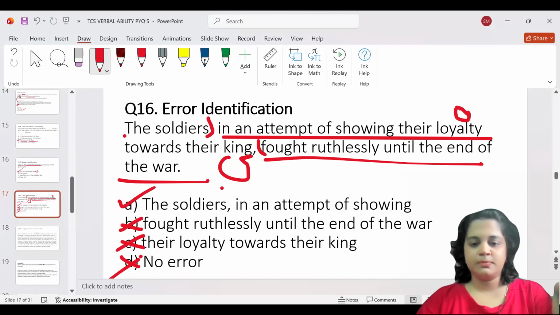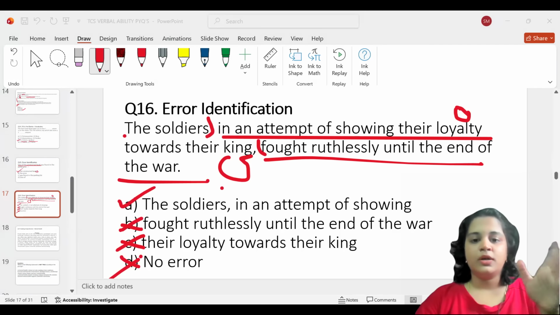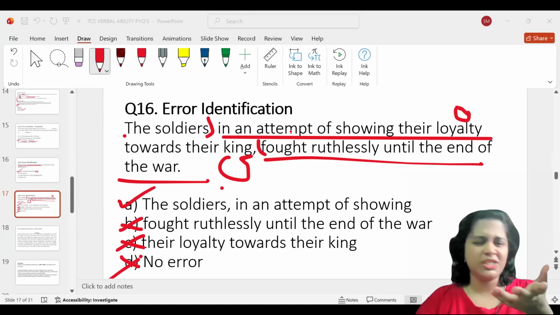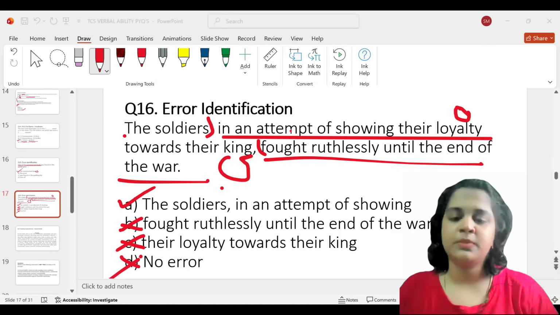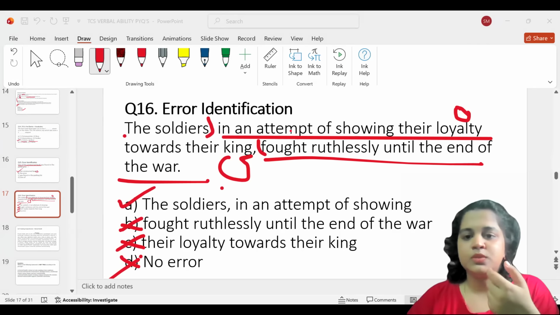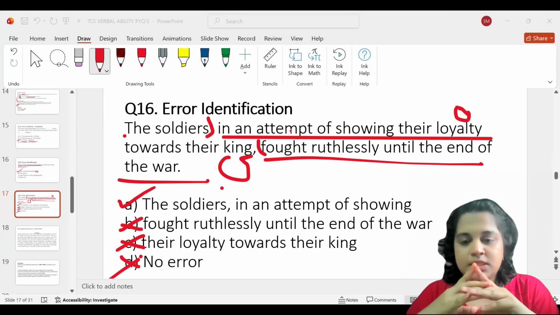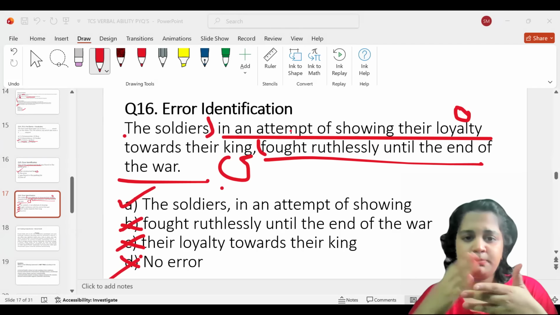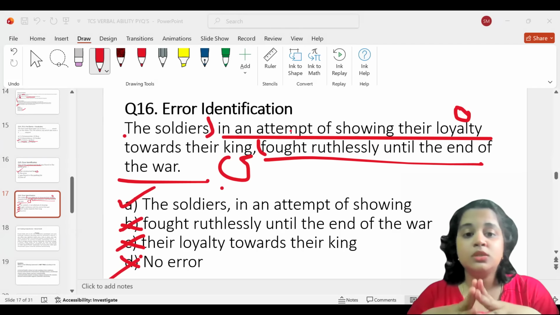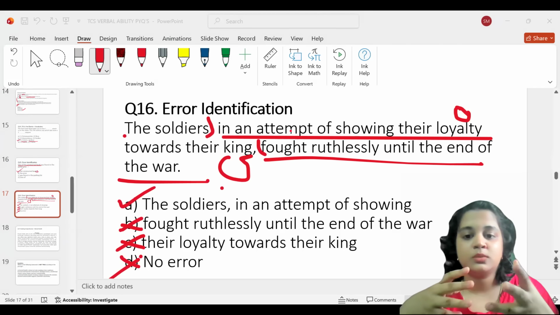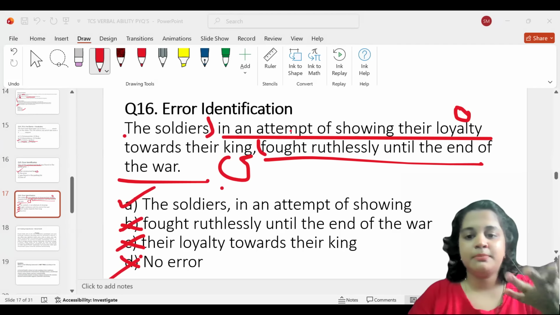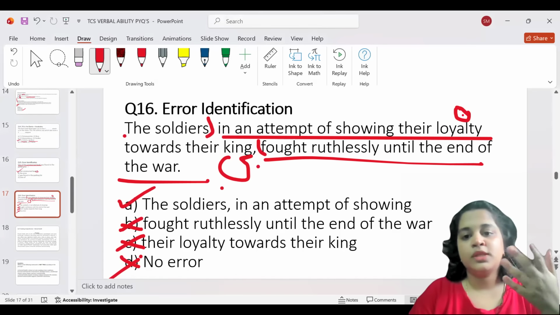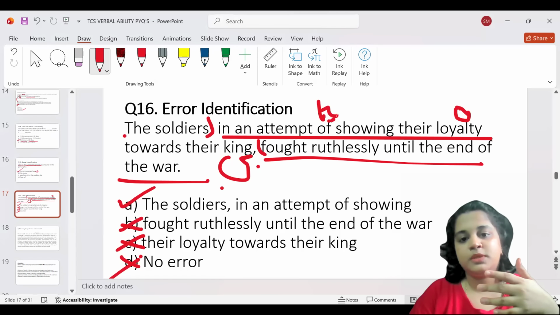The soldiers in an attempt of showing. Yes. All right. So after attempt, the error is here. See, usually it takes time to identify, even if it is me. Right. After the word attempt, we use an infinitive, that is to plus the verb. Okay, not of plus verb plus ing. Instead of that, we will use an infinitive, which is to plus the verb. So hence, in an attempt to show their loyalty. So it should have been to show and not of showing.